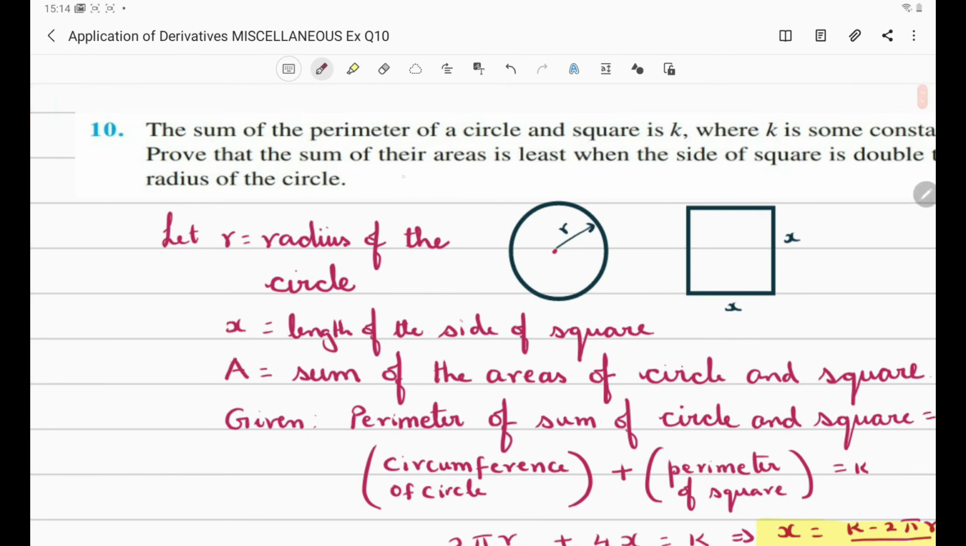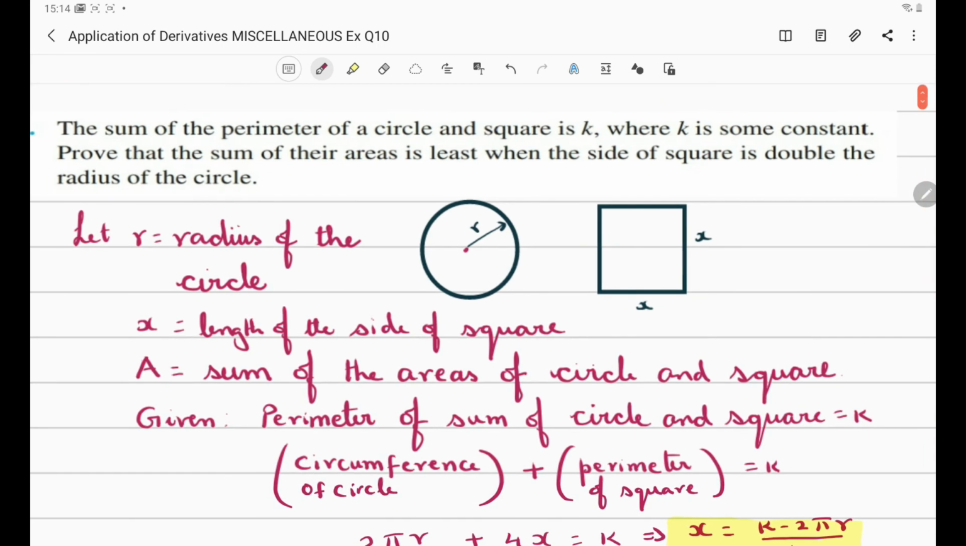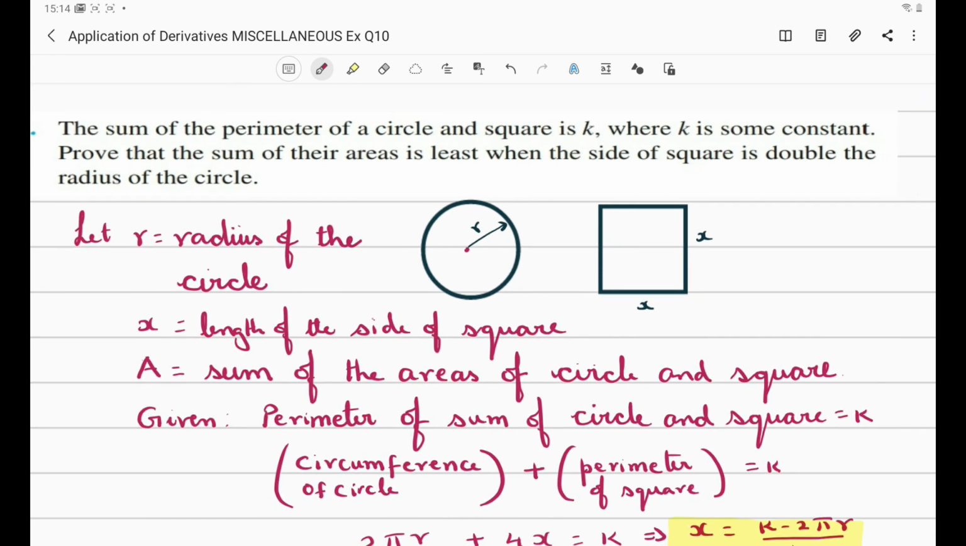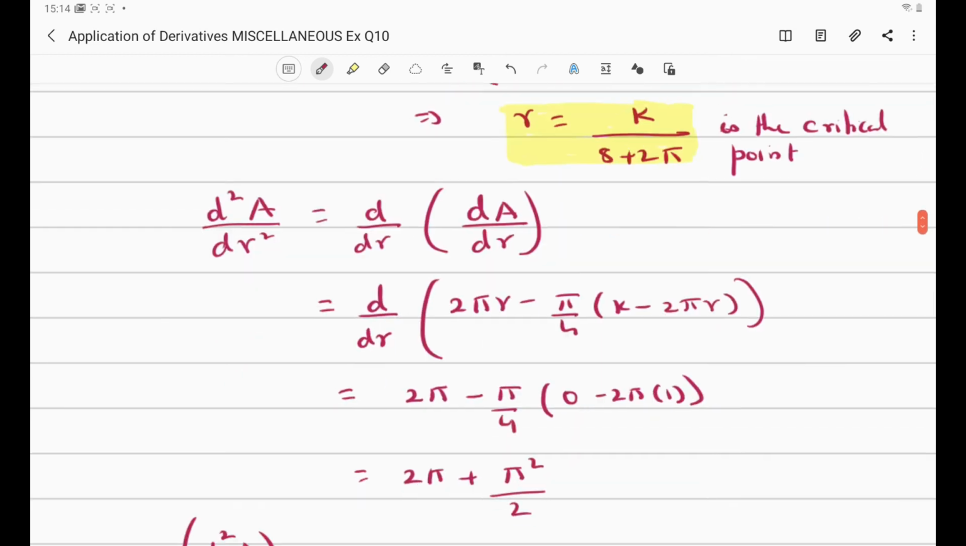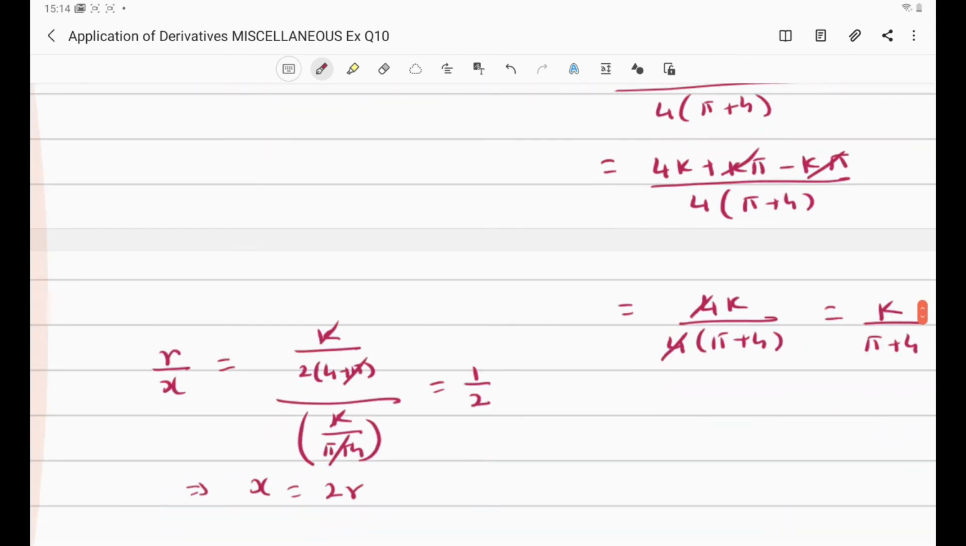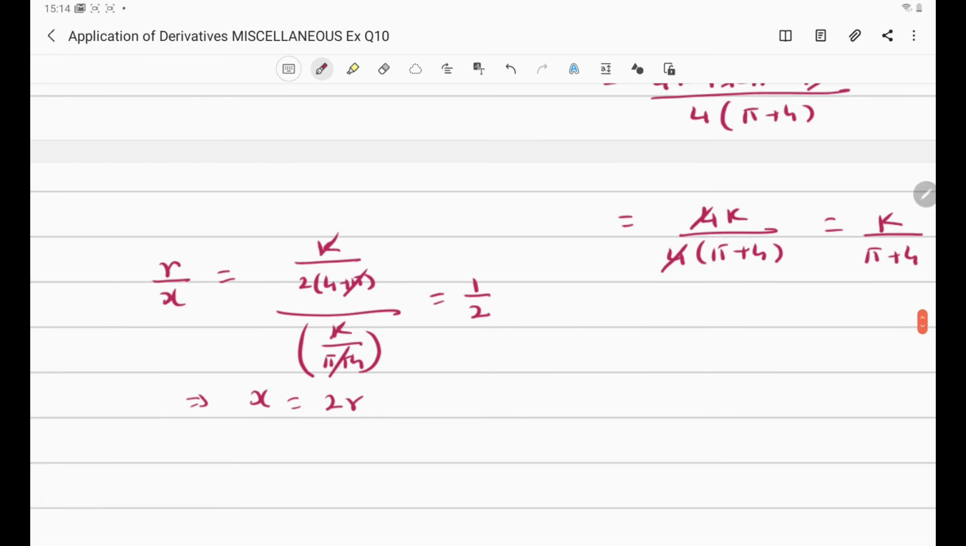So prove that the sum of their areas is least when the side of the square is double the radius of the circle. So when the area is minimum, we have to prove that the side of the square is double the radius. So we could prove that x is equal to 2r. We proved that x is equal to 2r when the area is minimum. So this is how we have to solve the problem.